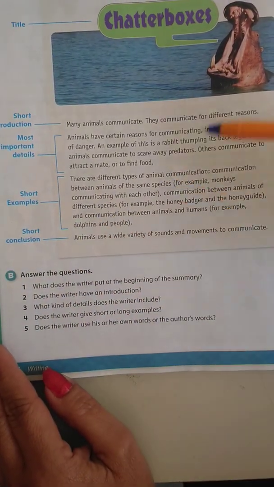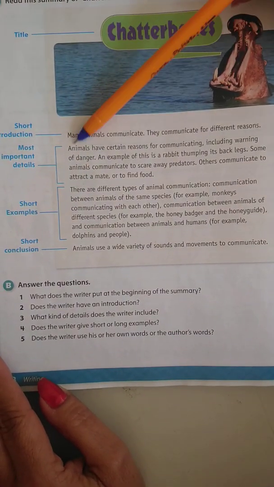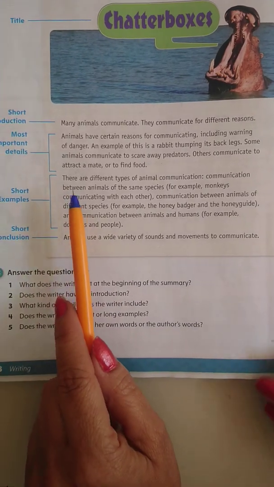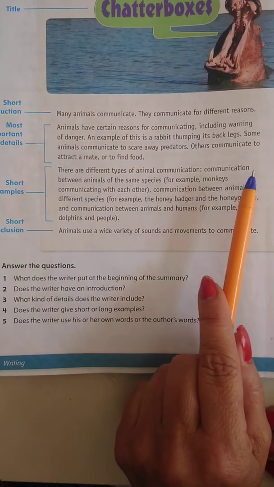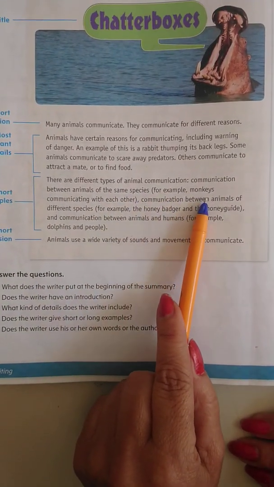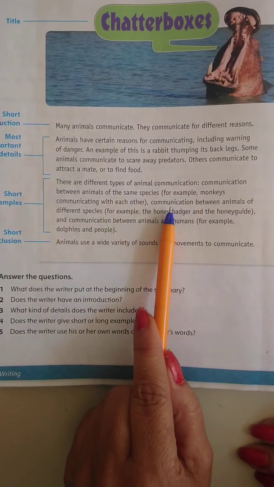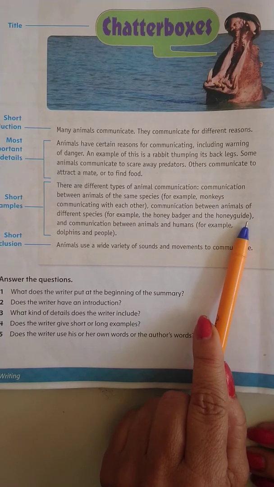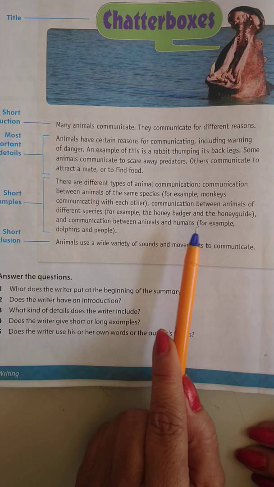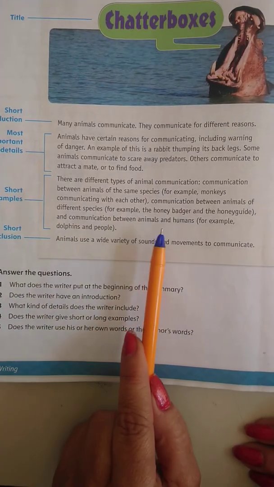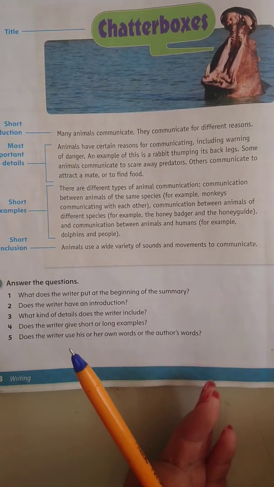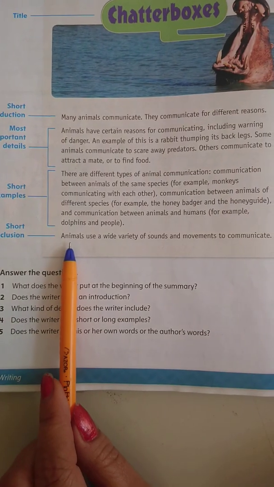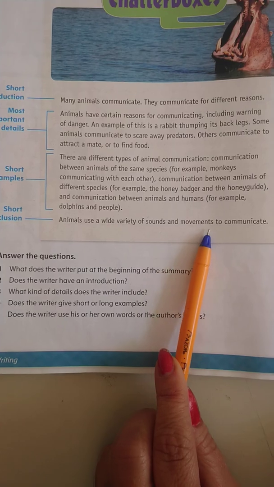Okay, short examples. So first, the short introduction, then the most important details about what you are going to talk about. In this case, we're talking about animal communication. Then, examples. There are different types of animal communication. Communication between animals of the same species, for example, monkeys communicating with each other; communication between animals of different species, for example, the honey badger and the honey guide; and communication between animals and humans, for example, dolphins and people. Well, one communication for us is our pets, the cats, the dogs, and even the birds. Then we are going to finish with a short conclusion. In this case, animals use a wide variety of sounds and movements to communicate.